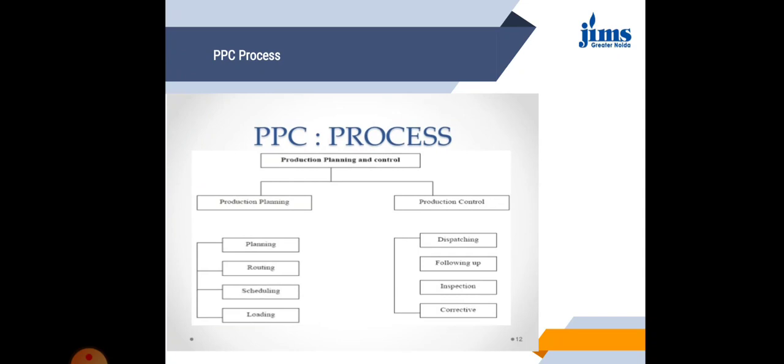Next step is scheduling. Scheduling is giving time tables to each workshop so that the work can be completed in time as per the requirements. And loading refers to loading of material on machines and actually starting the production in an action-oriented process.